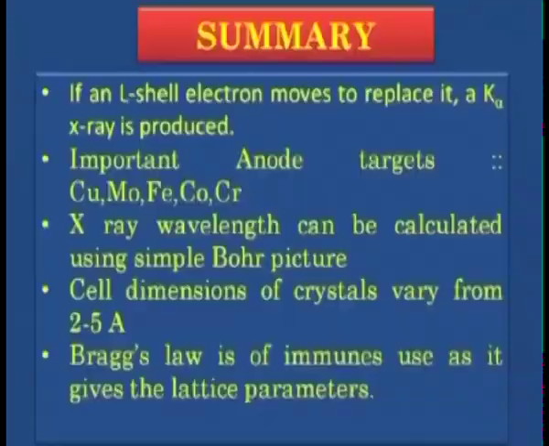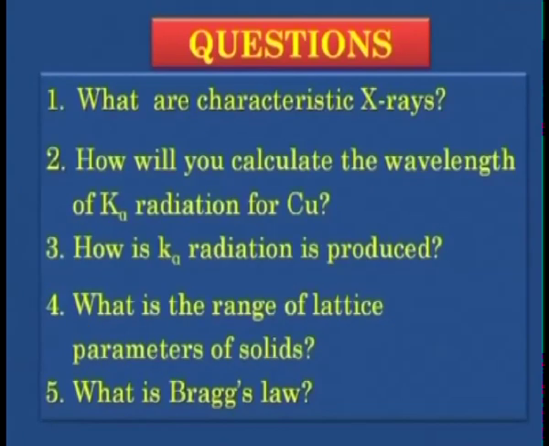You get K alpha or K beta radiation depending upon whether the electron falling into the K shell comes from the L shell or the M shell. The important anode targets I mentioned just now. Then Bragg's law is of immense use as it gives the lattice parameters. Now, we will pass on to the question session.